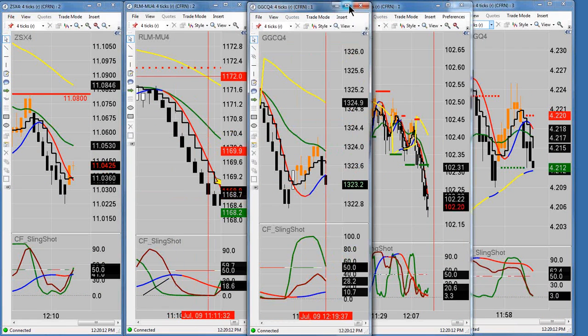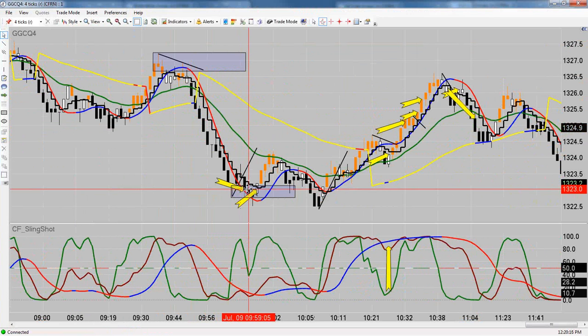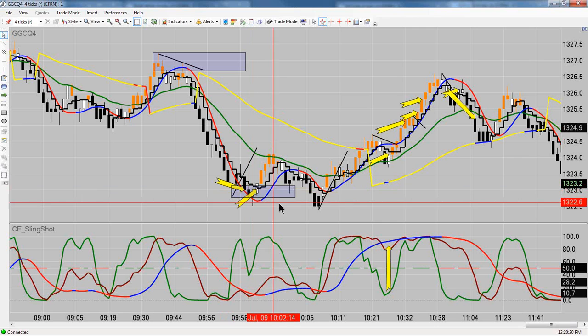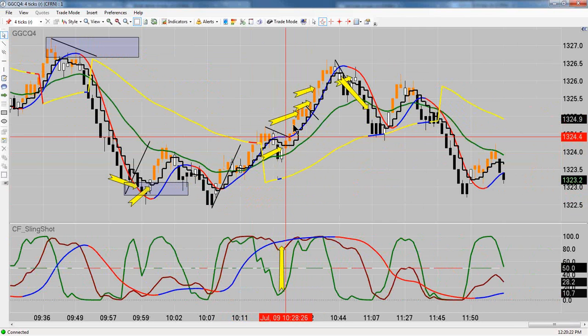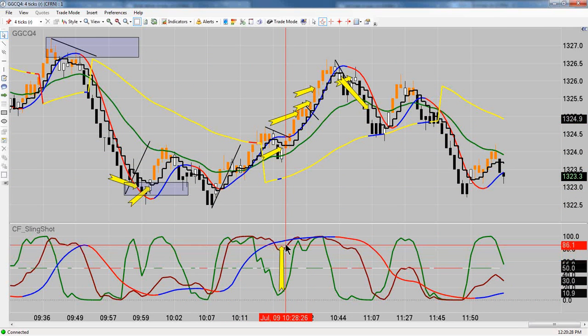Let's see, gold. Gold is the next one. Here we have gold right here. The very first trade that we took on gold was a break-even trade. The next trade that we took on gold over here was a 10-tick profit. All right, that was an up close off the BBC. Up close off the BBC with bullish divergence and a blue cycle.